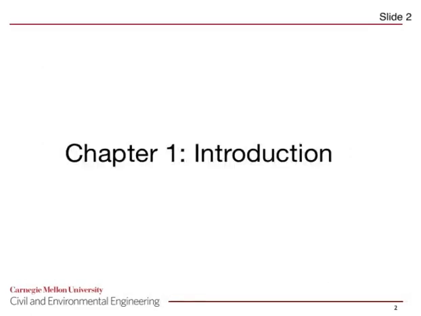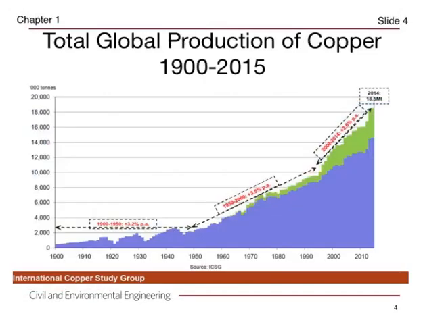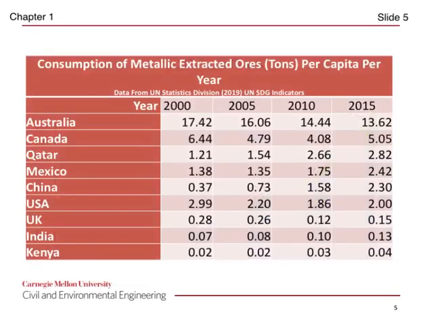Chapter 1 is Introduction, to introduce the topic of mining and mined materials. Scale of extractive activities. Total global production of copper from 1900 to 2015 continues to increase. The scale and impacts of these activities will necessarily increase and continue. Consumption of metallic extracted ores, tons per capita per year.